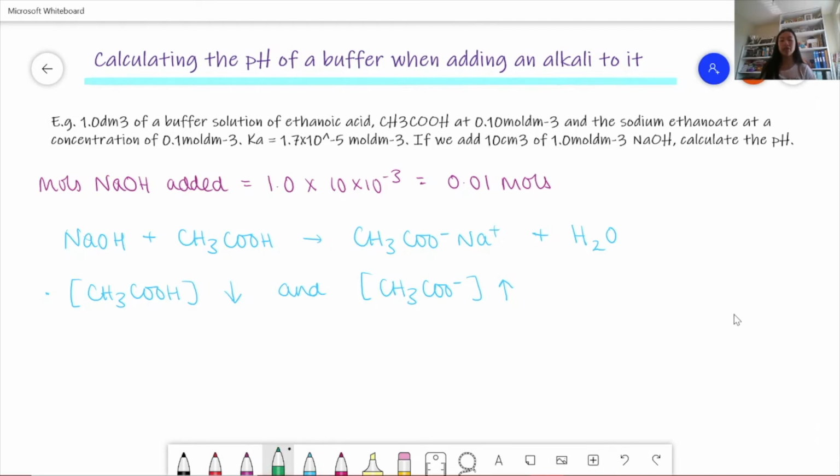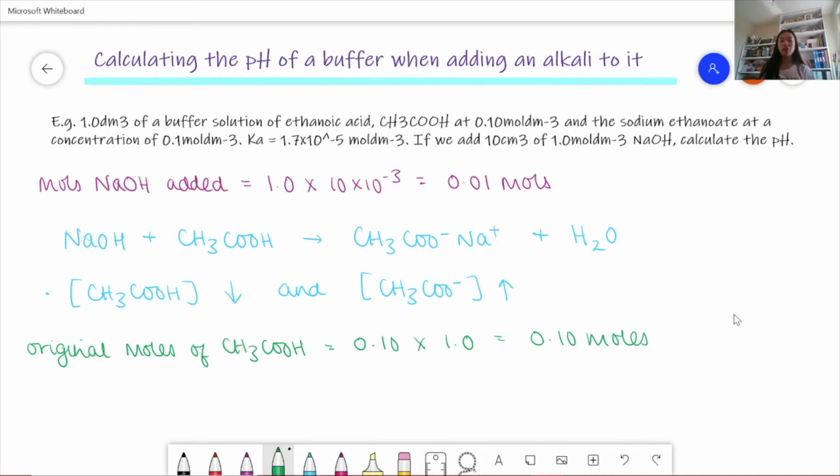And so the next thing we do is work out the original moles of the ethanoic acid that we have. So original moles of ethanoic acid will be equal to the concentration times the volume. So we have 0.10 times 1.0. 1.0 is the volume of the entire buffer solution, which is the one we want. And this comes out to be 0.10 moles.